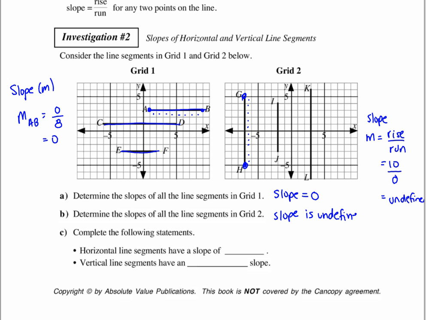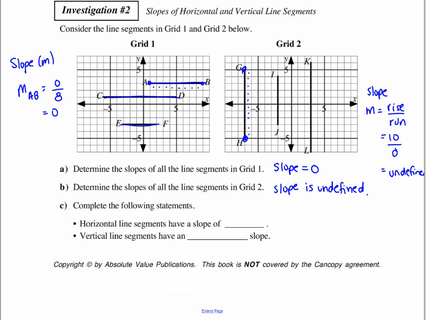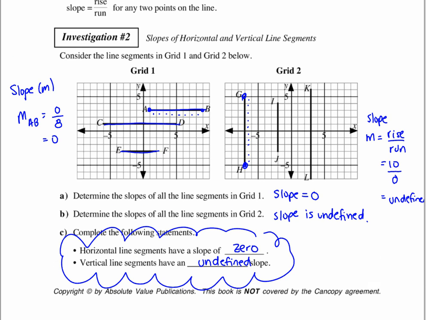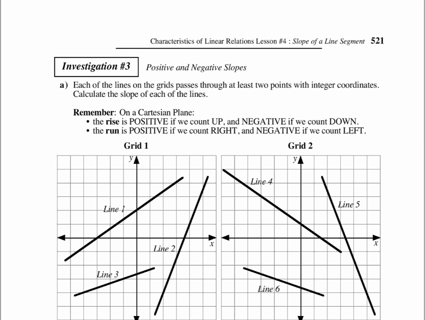if it's vertical. Okay, so horizontal line segments have a slope of 0. Vertical line segments have a slope of undefined, an undefined slope. Okay, and you have to remember that. You could use rise over run to help figure that out too, right? On the next page, we're just briefly looking at positive and negative slopes.